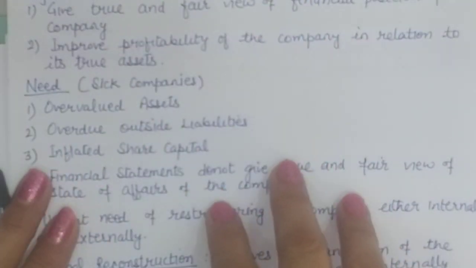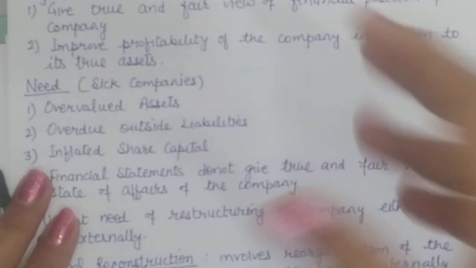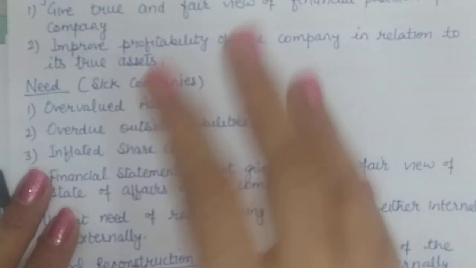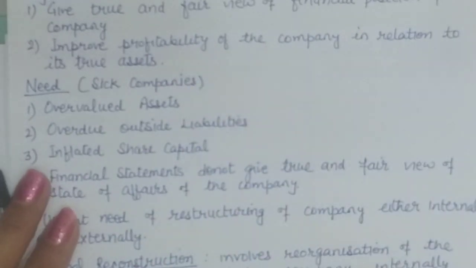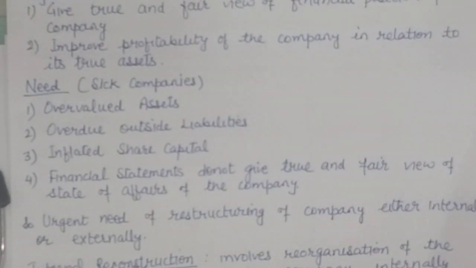You have got goodwill, patents, copyrights, their value has expired, but still you are showing them because you want to show good assets to the public. So the assets of such companies are usually overvalued, and they are filled with intangibles like goodwill, patents, copyrights, which are valueless.